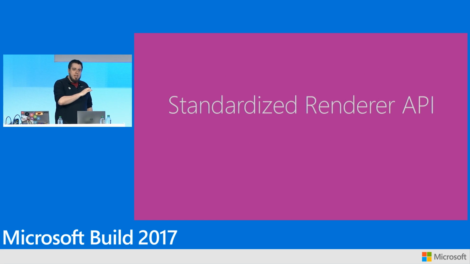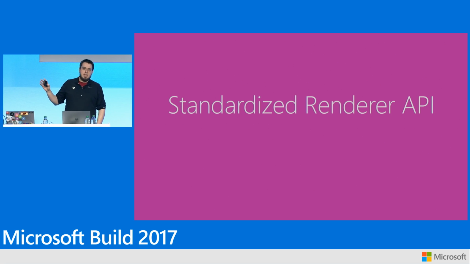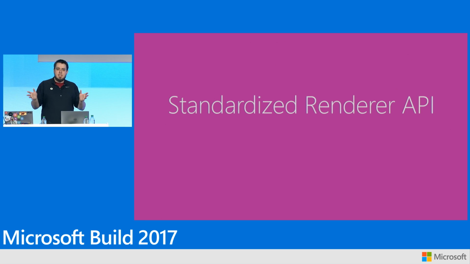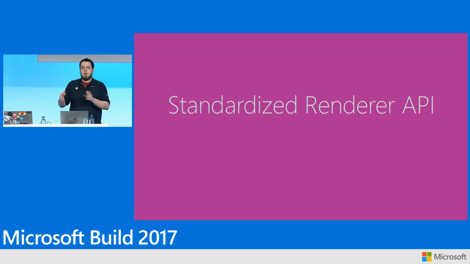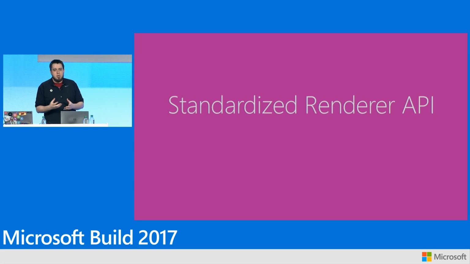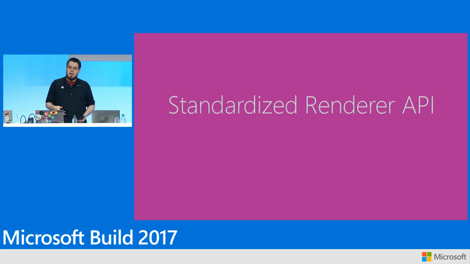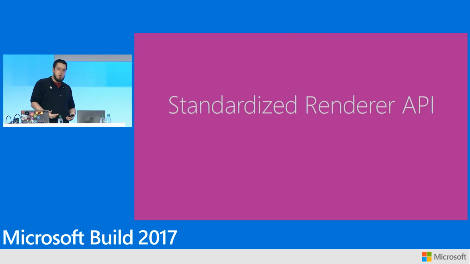Now, we're not sure how far we can go with this because we want to maintain as much backwards compatibility as we can. In fact, we want to maintain full backwards compatibility. But we're going to do everything we can to bring that divergent API across Android and iOS and UWP and merge them into a single standardized API. This should make it a lot easier for you to write a renderer in Android, take that code, copy and paste and modify it in iOS, and have it mostly just work.